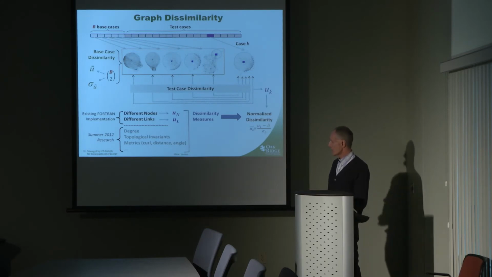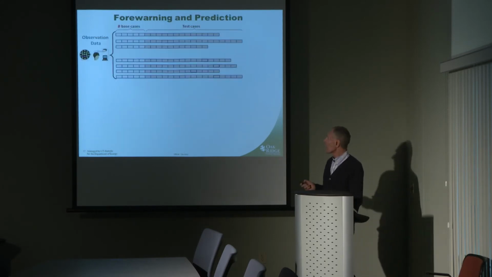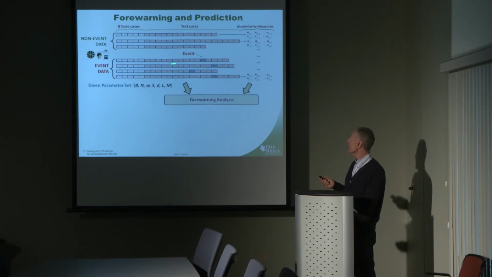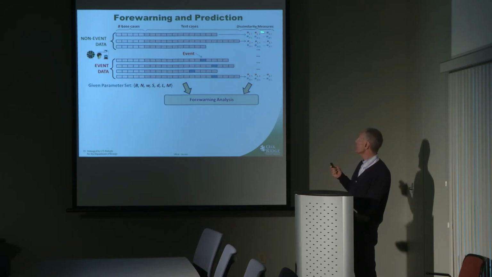We also have metrics. Okay, we now have a long series of data for each of the event and non-event data cases in the case of epilepsy. And the question is, how do we get forewarning? The way that's done is that we calculate these dissimilarity measures, and we ask, do we see several successive occurrences of these dissimilarity measures above a threshold, and that gives us forewarning.